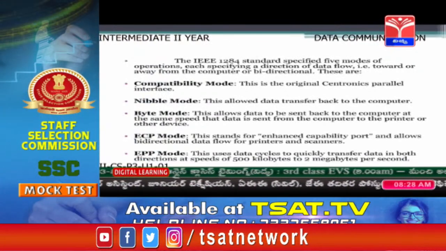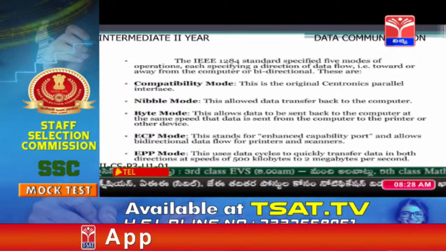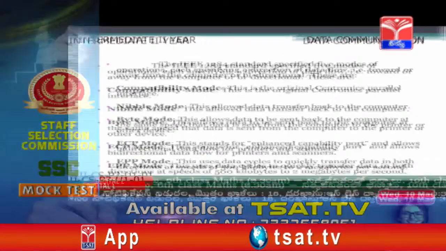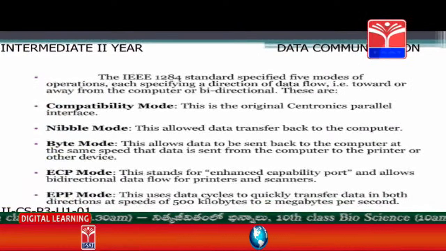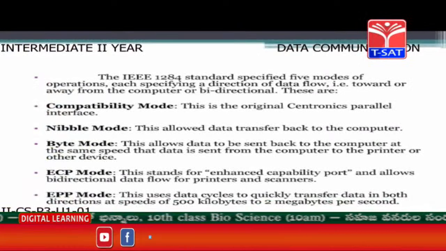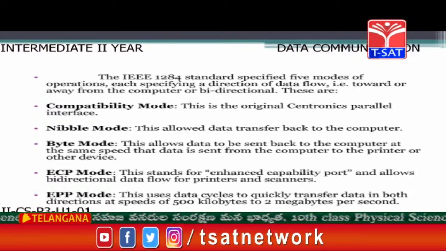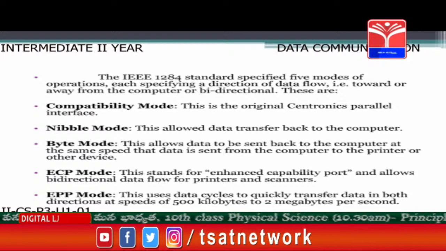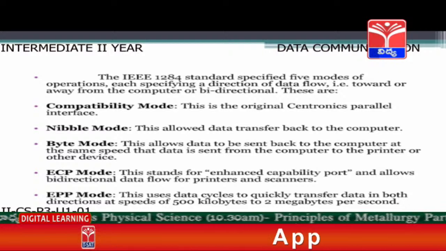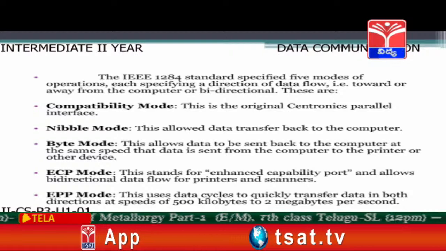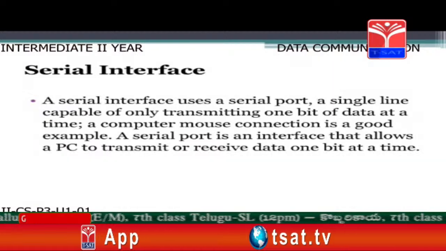ECP mode. This stands for Enhanced Capability Port and allows bidirectional data flow for printers and scanners. EPP mode, Enhanced Parallel Port. This uses data cycles to quickly transfer data in both directions at speeds of 500 kilobytes to 2 megabytes per second.